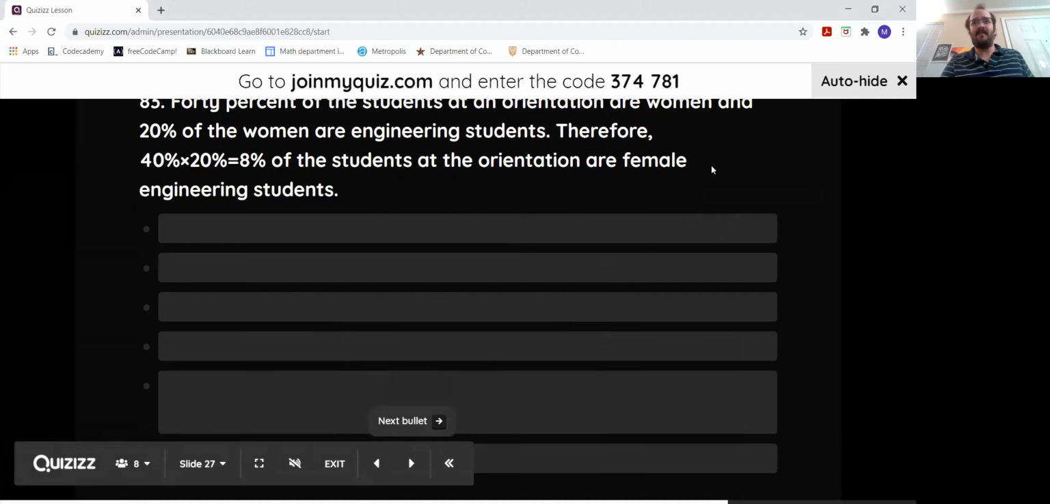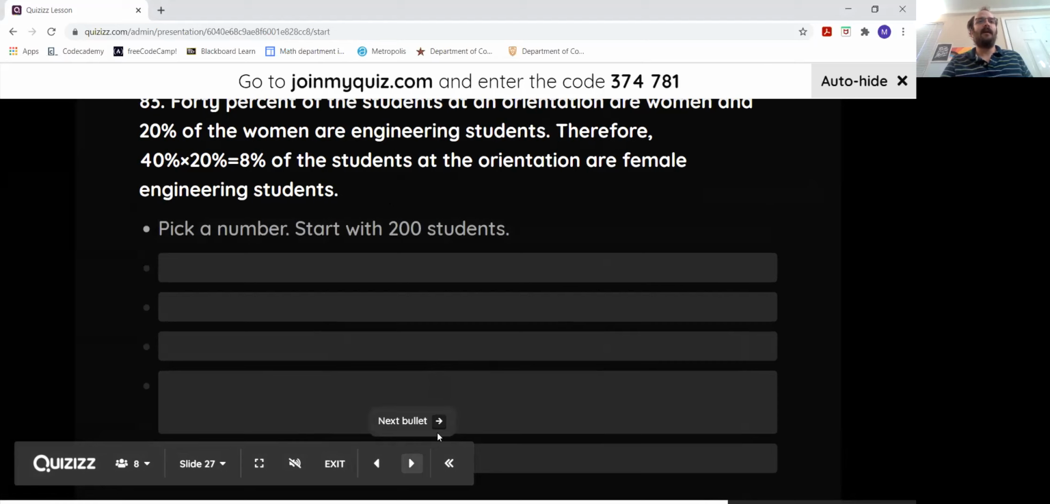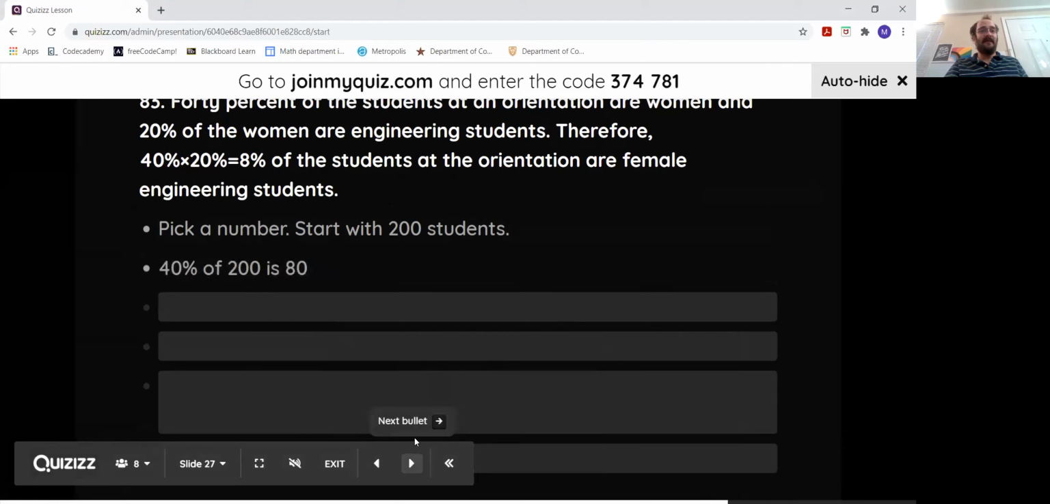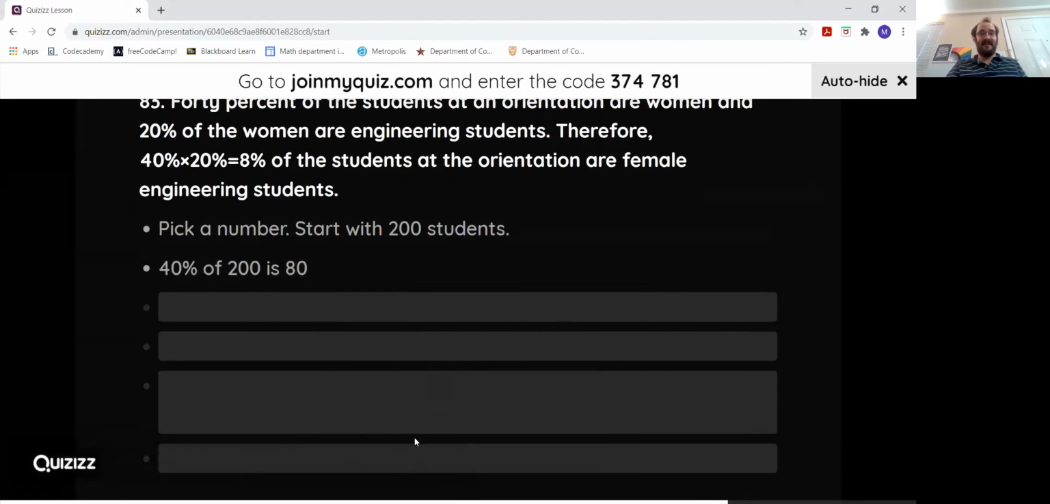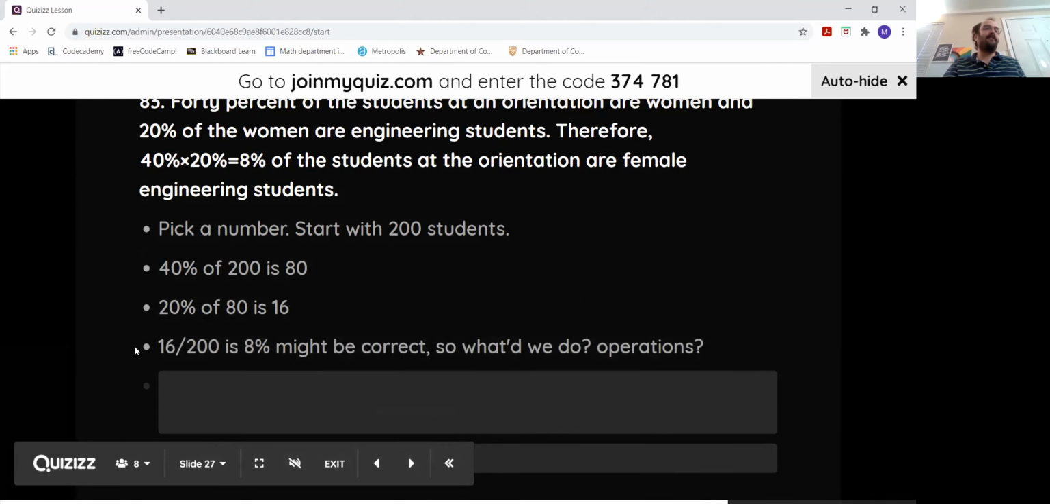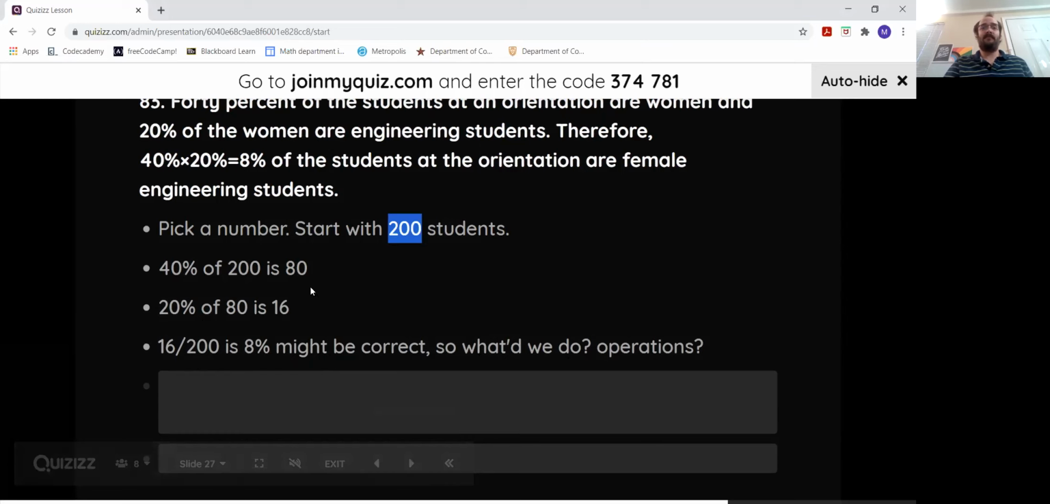And so as I was trying to do with this, if it brings up the next bullet, come on. There we go. Pick a number. I started with like 200 students. And so this is probably what y'all did. You said, well, 40% of 200 is 80. And 20% of 80 is going to give me 16. And 16 out of 200 is the 8%. Well, that's correct for the 8%. So what did we do? How did you get from 200 to 16? You multiplied by 0.4 and you multiplied by 0.2.